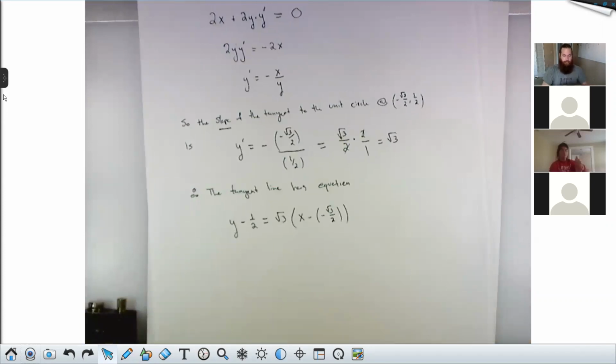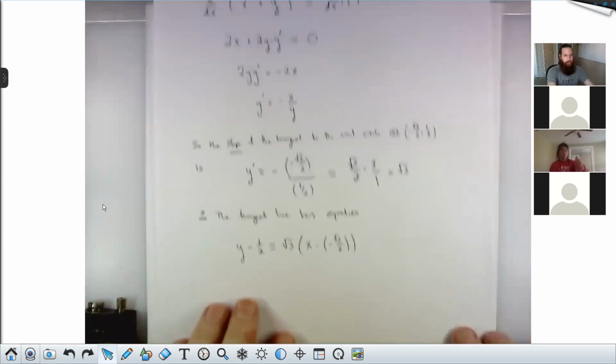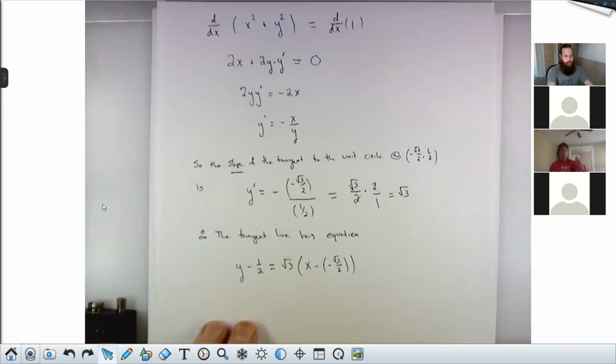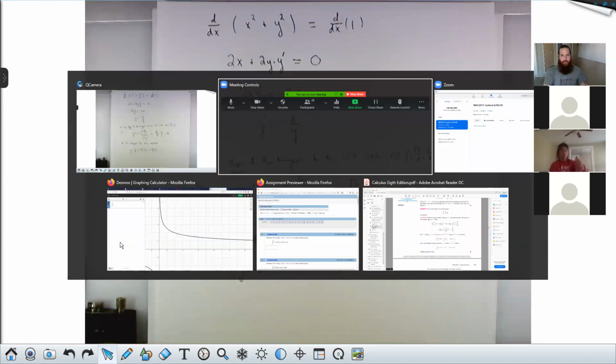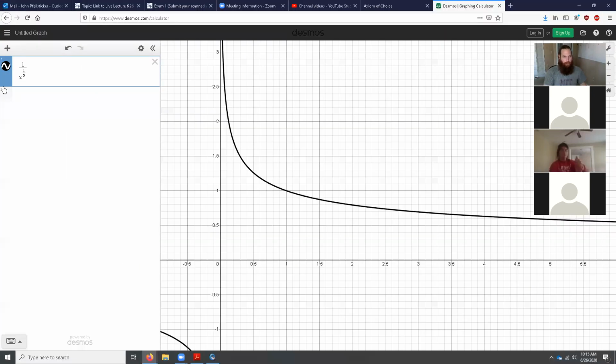Sorry, I have a quick question. Yeah, go ahead. At the beginning, did it say differentiate implicitly with 1? With respect to x. That's what that meant. Okay, cool. Yeah, WRT stands for with respect to. Thank you. Sorry about that. So let's slide back over to Desmos.